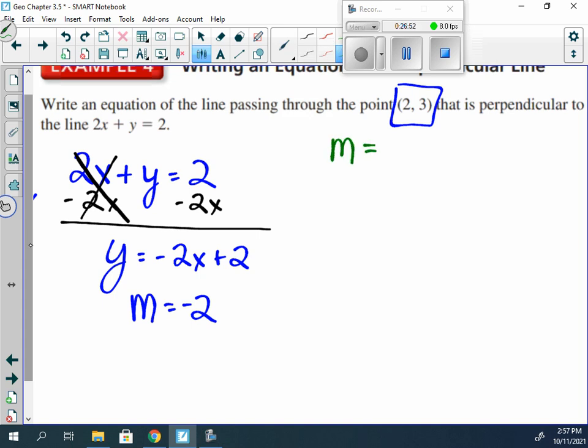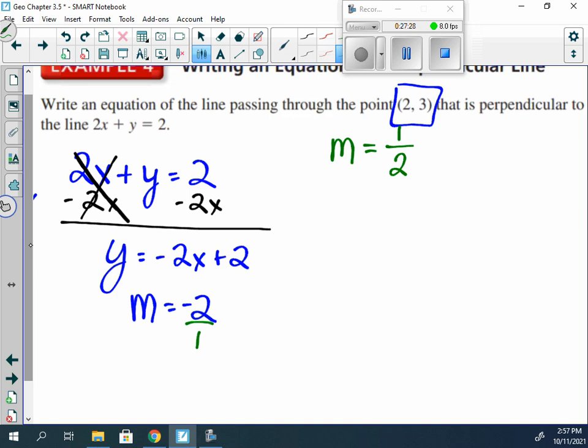So our new slope, since we want parallel or perpendicular: parallel would be the same, perpendicular is the opposite reciprocal. We change the sign and flip it. So it will be positive, but really we can consider this as 2 over 1. If we flip it, it'd be 1/2, because we changed it from negative to positive and flipped it from 2 to 1/2. If it's a whole number, we flip it to 1 over that number. So the new slope would be 1/2.